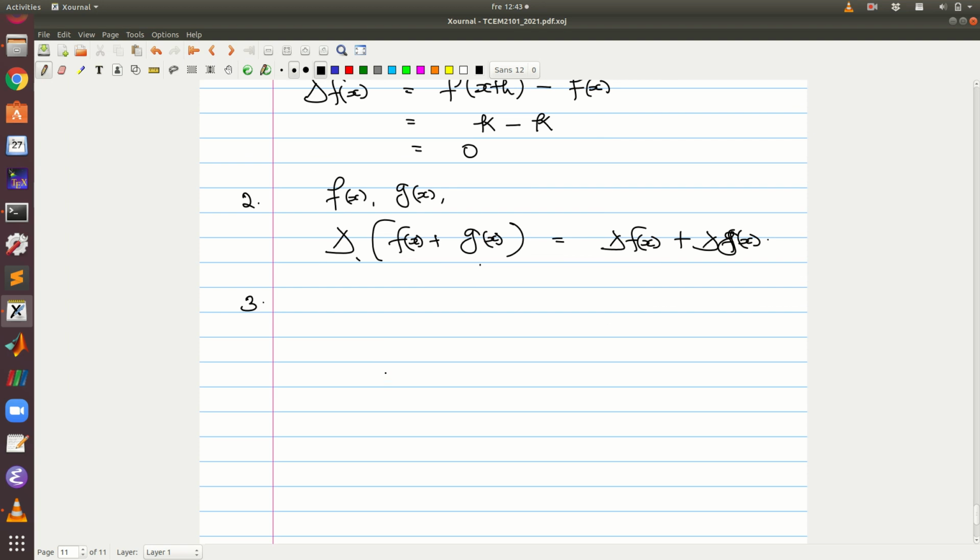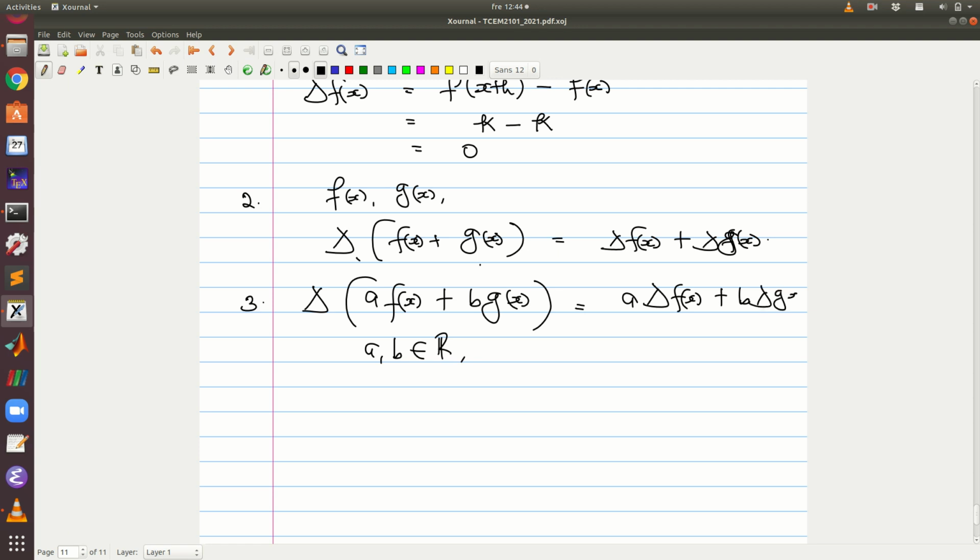3, if we have very similar to 2, is that the first forward difference of the function a f of x plus b g of x, where a and b are constants, okay, then this is given as a, the first forward difference of f of x, plus b, first forward difference of g of x.